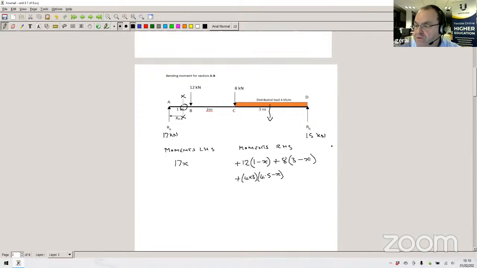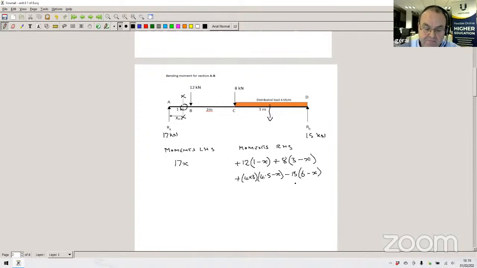And of course, we mustn't forget now our reaction at point D. So it's minus this time because it's an anti-clockwise moment. So it's minus 15. And that leverage there is 6 meters minus this distance X. So it's 6 minus X. So that's the moment on the right-hand side.